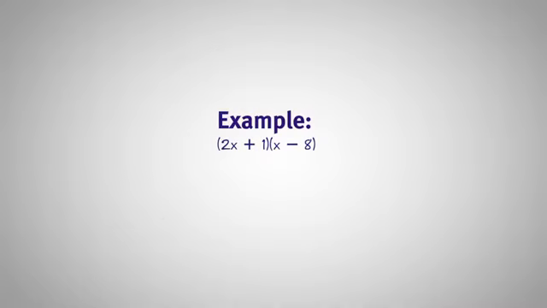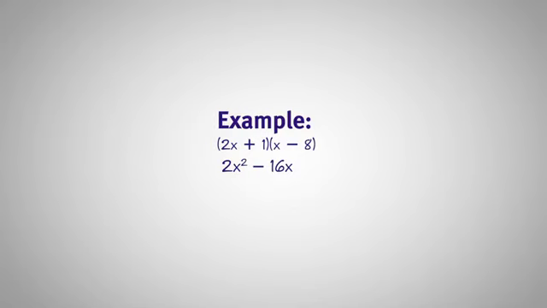So now let's try an example to illustrate how you would use FOIL to expand a binomial expression. We have the example quantity of 2x plus 1 times the quantity of x minus 8. Our first step is to multiply the first terms in each of our binomials. So 2x times x equals 2x squared. Our next step is to multiply the outer terms. 2x times negative 8 is going to give you negative 16x.